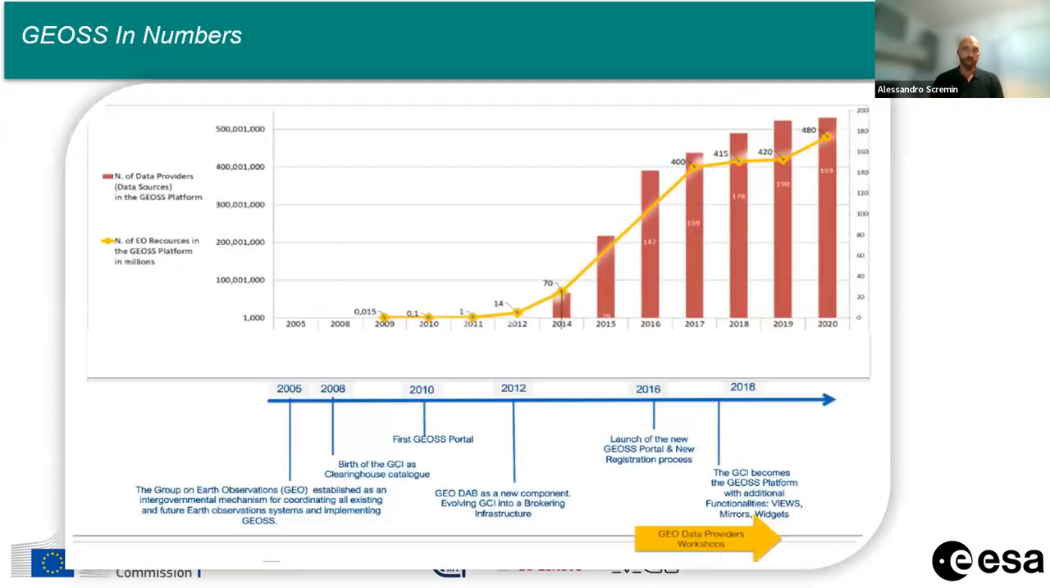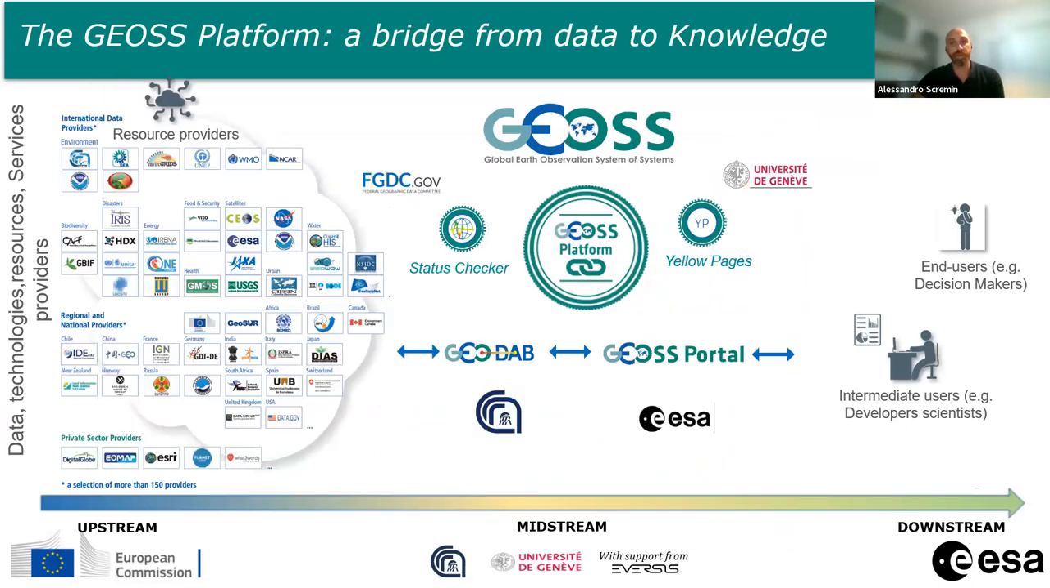These are just a few numbers about how the data environments and the data providers' environments were changing in these years. From 2005 to 2020, we engaged and registered up to 200 data providers, and in this way we were able to get access to and harvest more than 400 million resources that are now in the GEOSS platform. So to give you an idea, the GEOSS platform can be considered as a bridge from data to knowledge in the global Earth observation framework.